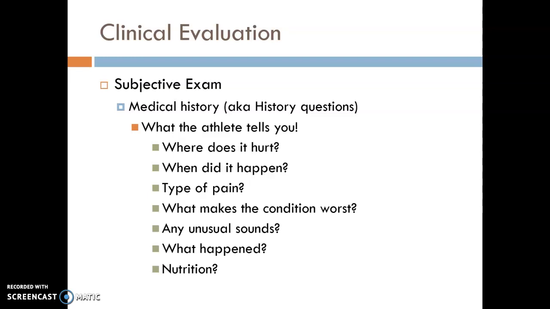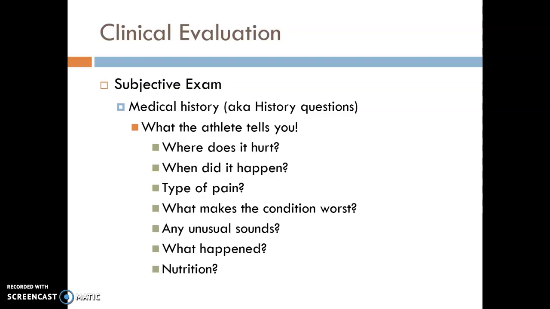Okay, we are going to perform this subjective exam. So that's that first S in SOAP. We are going to start with medical history. So this is everything that the athlete can tell you. So this is not you observing anything. These are just questions about the injury and the athlete's overall health.